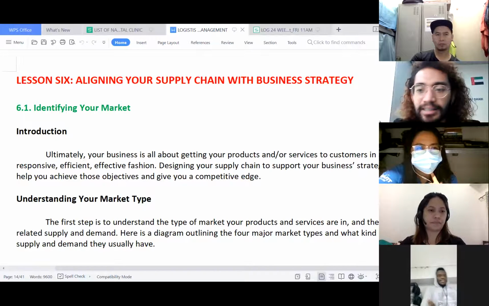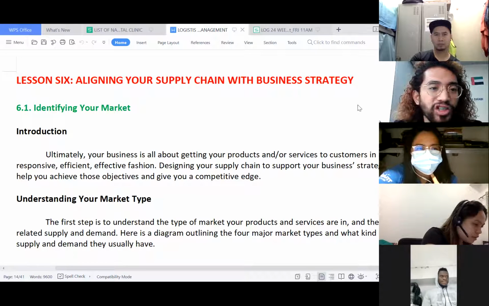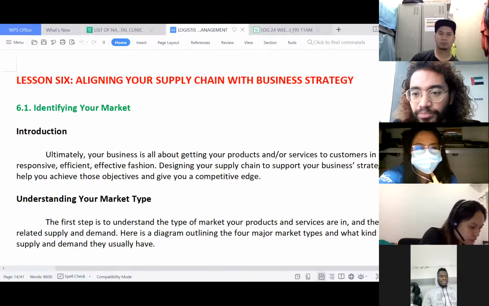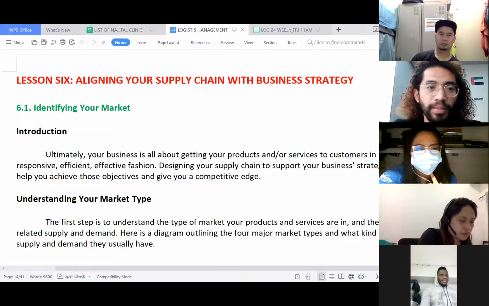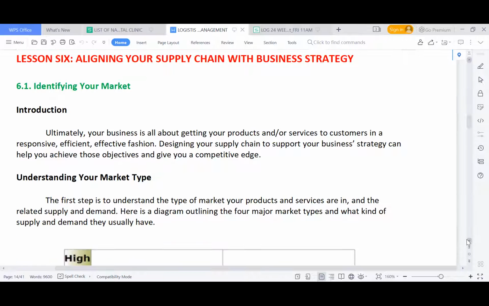Lesson 6. Aligning your supply chain with your business strategy. Paddy, can you read this for me? Identifying your market. Introduction. Ultimately, your business is all about getting your products and services to the customers in a responsive, efficient, effective fashion. Designing your supply chain to meet your business strategy can help you achieve those objectives and give you a competitive edge. A competitive edge. Again, supply chain relates to business.